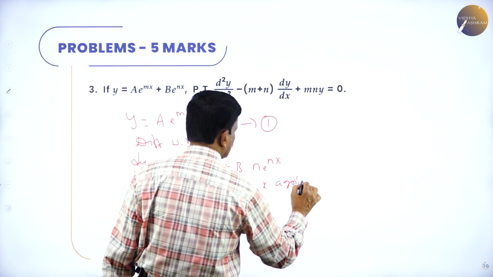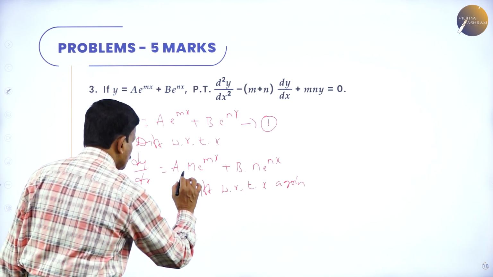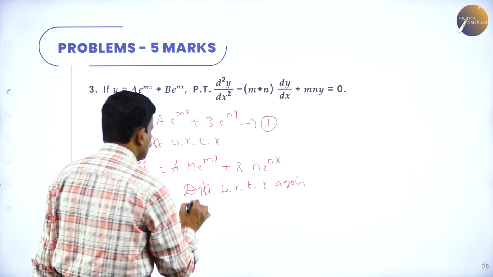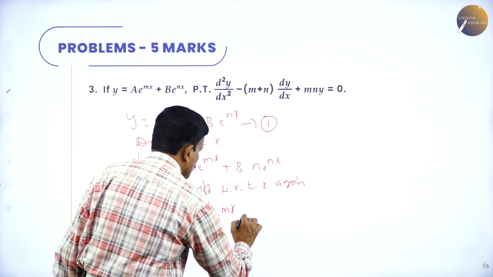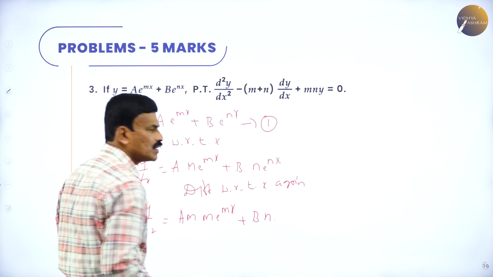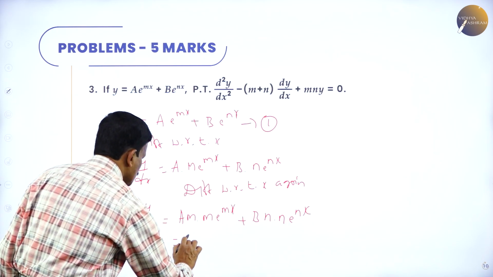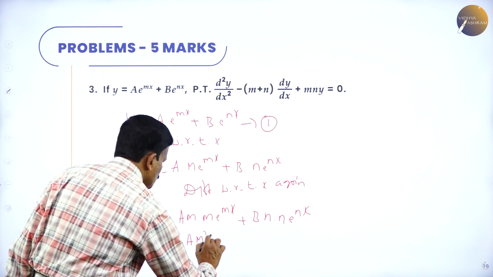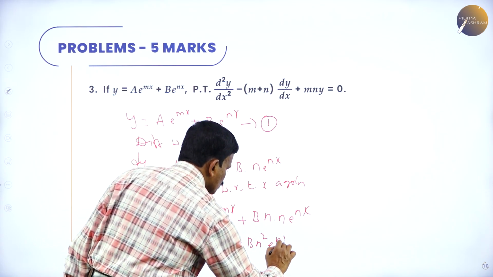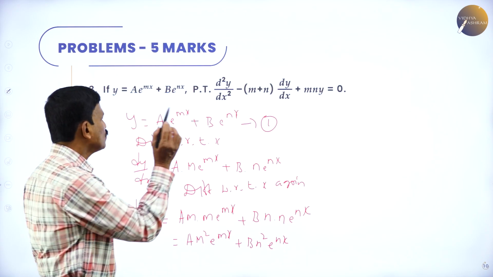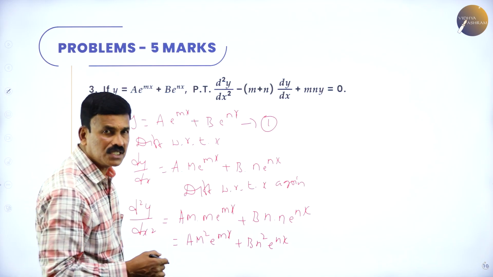Again if we differentiate, on the left hand side we will get d square y by dx square is equal to a into m constant, again d by dx of e to the power of mx is m e to the power of mx, b into n constant, differentiation of e to the power of nx is n e to the power of nx. So this can be written as a into m into m is m square e raised to mx plus b into n into n is n square e to the power of nx. Substitute this in the left hand side of the given equation.